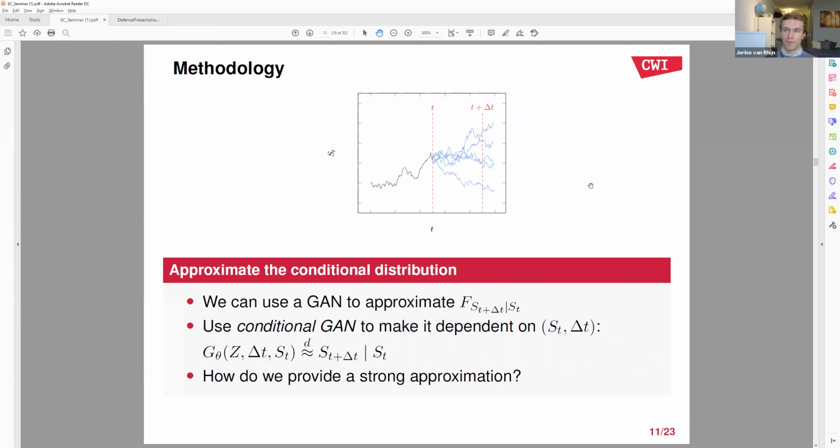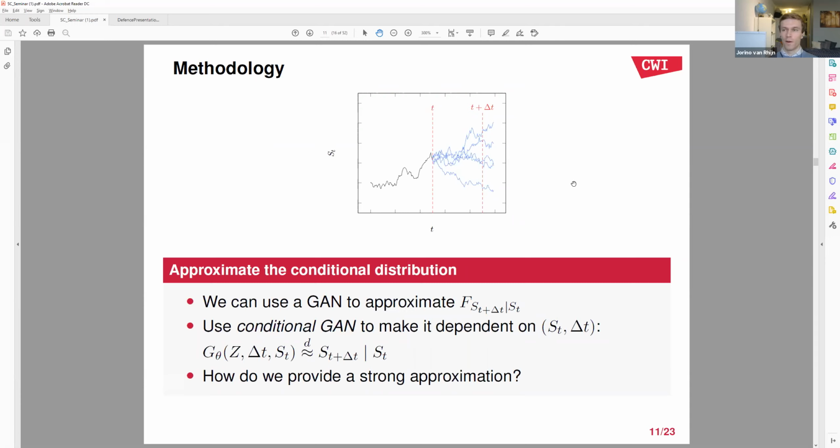And we can use a slight modification of a standard GAN that also takes as input the delta t and the previous value that we're starting at, so where all the blue lines in the figure are starting from. It also takes that as parameters. So it learns how the conditional distribution depends on those parameters. And there's some literature on people trying to do that with various applications, also financial time series. So that was the inspiration to use this setup. So we have a tool to do that.